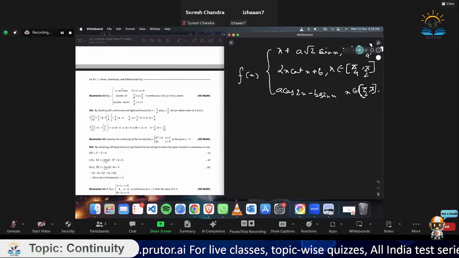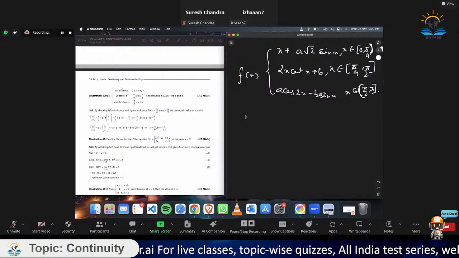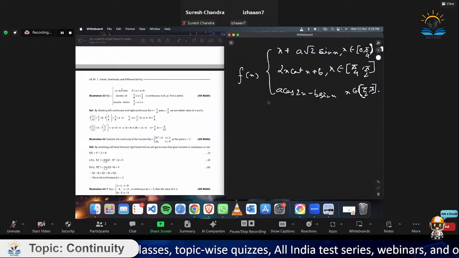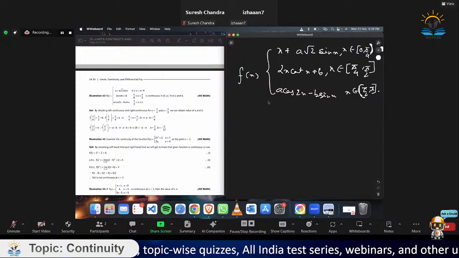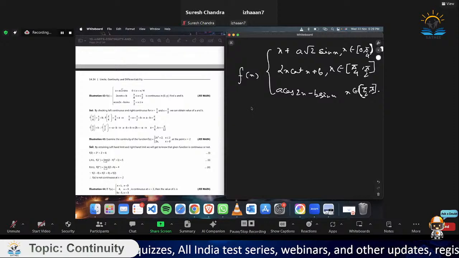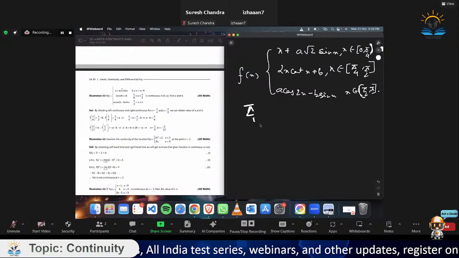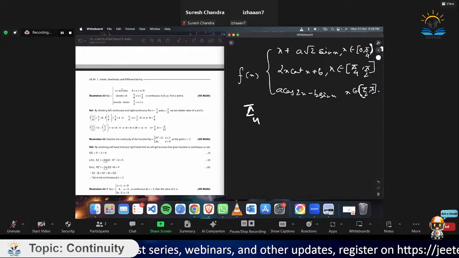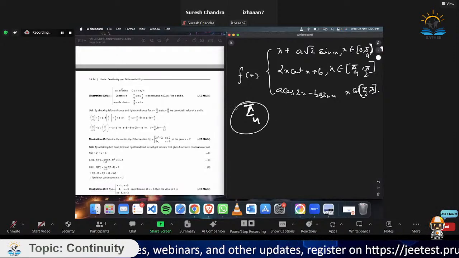मैंने सबसे पहले आइडेंटिफाई कर लिया कि मुझे चेक कहाँ पे करना है. अब वहां पे अगर मैं देखूं, by checking left and right continuous at those points, हम लोग को same limits मिलनी चाहिए for it to be continuous. सबसे पहले मैं देखता हूँ pi by 4, pi by 4 पे सबसे पहले चेक कर रहा हूँ.